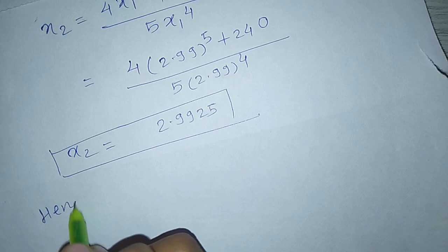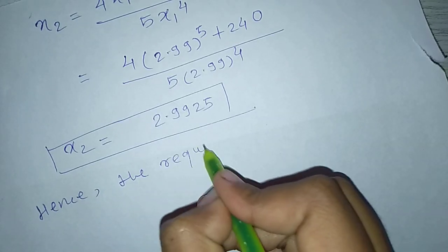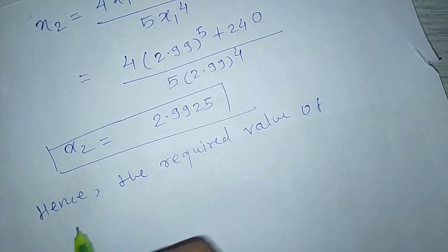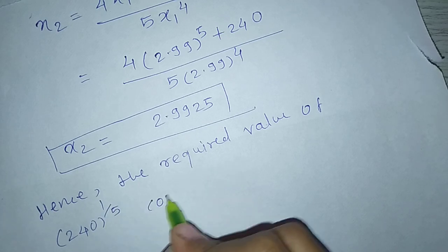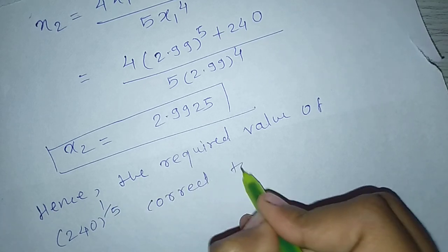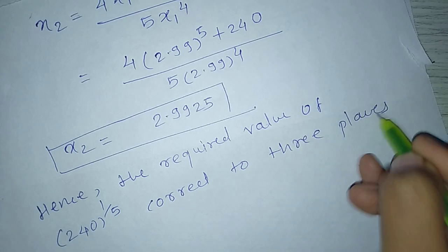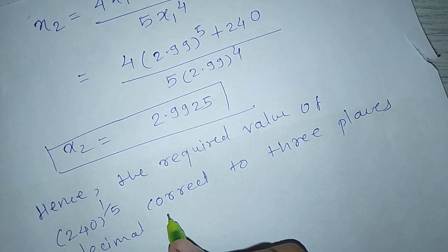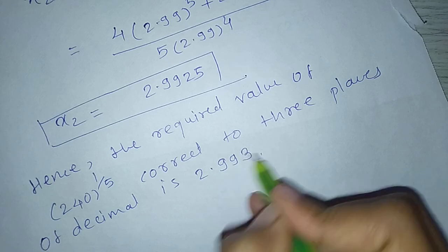Hence, the required value of the fifth root of 240, correct to 3 places of decimal, is 2.993.